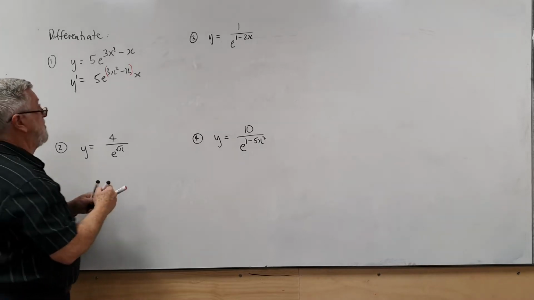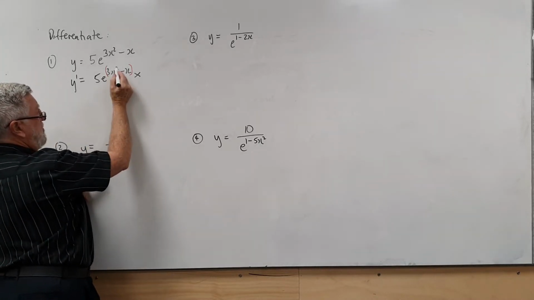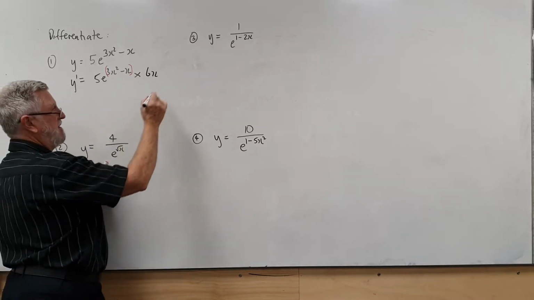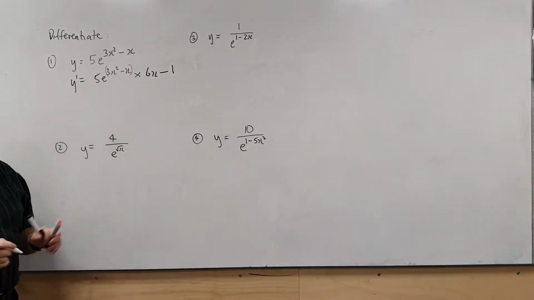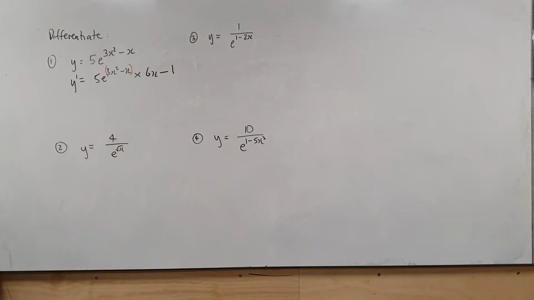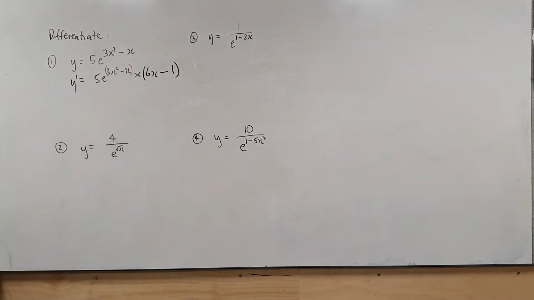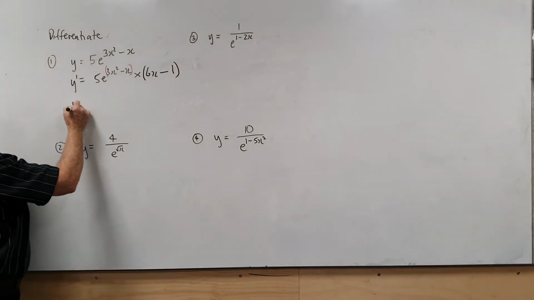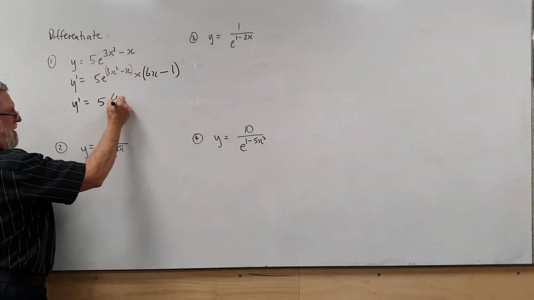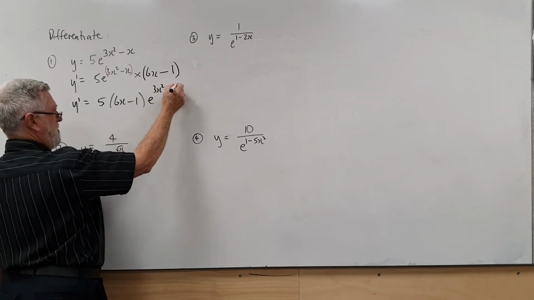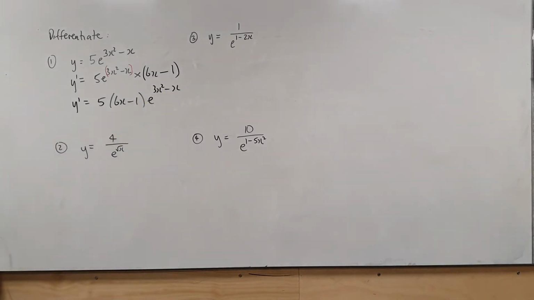Now, student after student will write 2 3s are 6x, and they'll go derivative of minus x is minus 1, and they'll write it all together like that, and you will lose a mark. Just break it out. Then what can you do to write the final answer? You can put 5 brackets 6x minus 1. And you don't have to put the bracket around the top part, I just write it there for understanding.